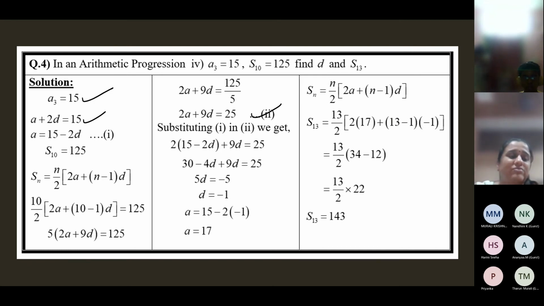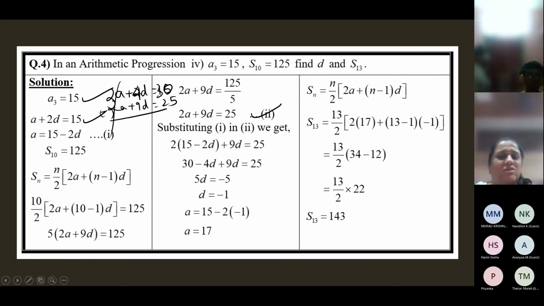I have solved using the substitution method. You can do it using the elimination method. It's not that you have to do the substitution method. You can write the two equations one below the other: A plus 2D is equal to 15 and 2A plus 9D is equal to 25. Multiply the first equation by 2, so it will become 2A plus 4D equals 30. Then use the elimination method, changing the signs, cancelling, and all that.